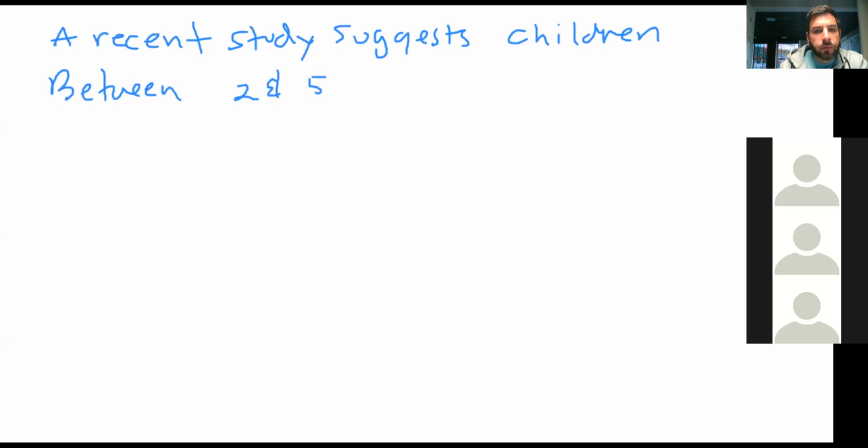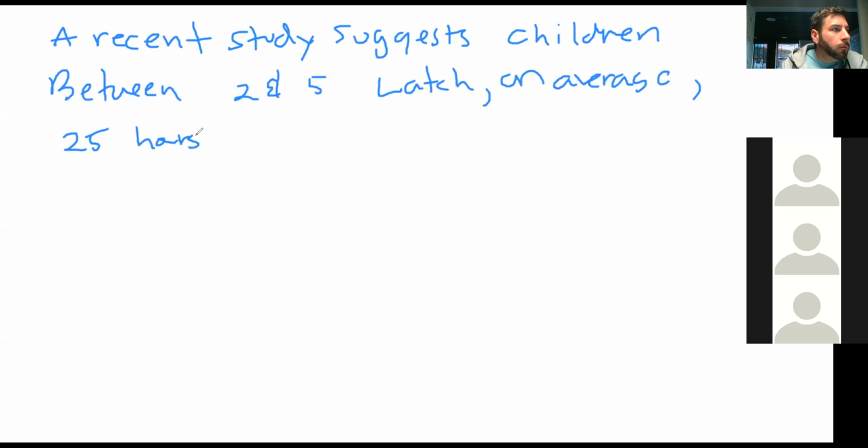So a study says we have children between 2 and 5 who watch on average 25 hours of TV a week. Now, when I say TV, that can mean anything. Media, Netflix, whatever. Their Kindles.